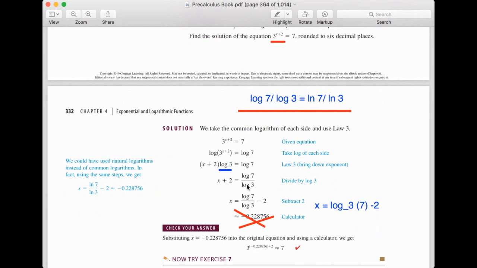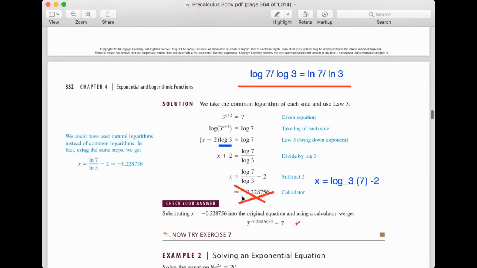Then we can divide by log 3 on both sides, and subtract 2 on both sides. So we get x equals log 7 divided by log 3, minus 2. We can use one of the log properties to rewrite log 7 divided by log 3 as log base 3 of 7, minus 2. We don't have to approximate.